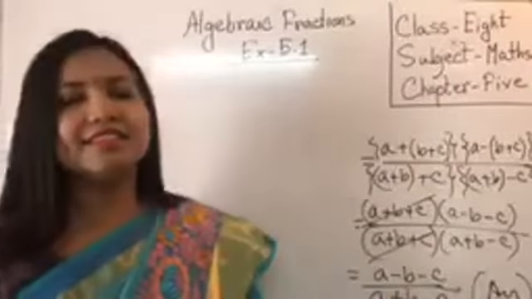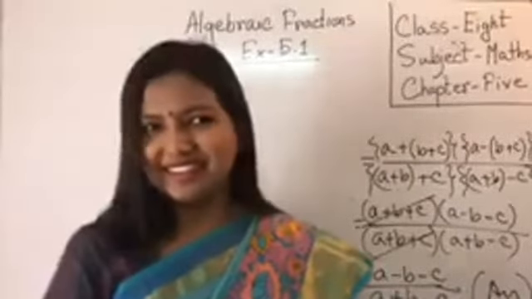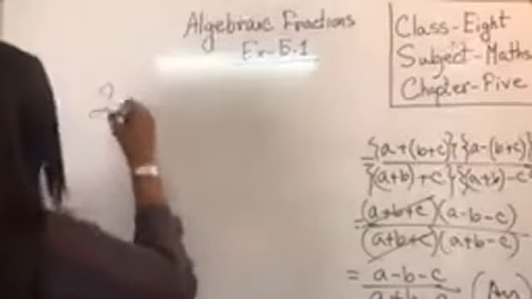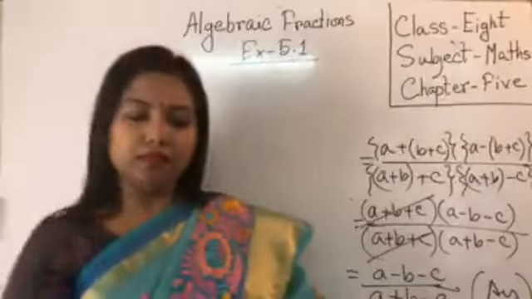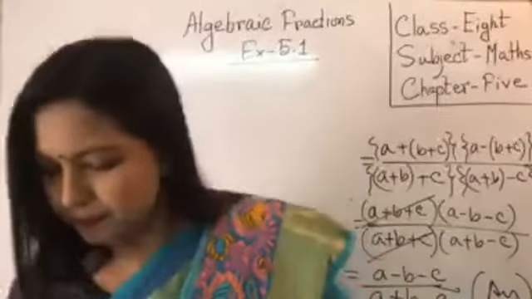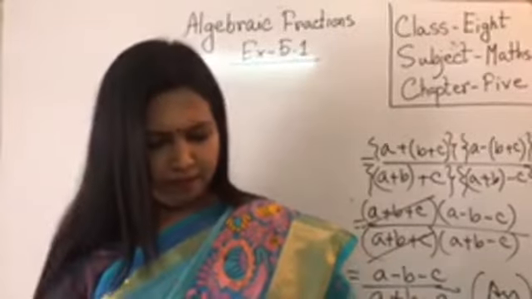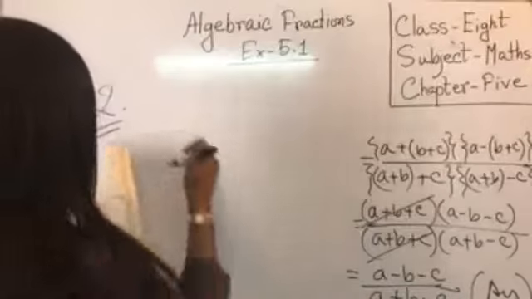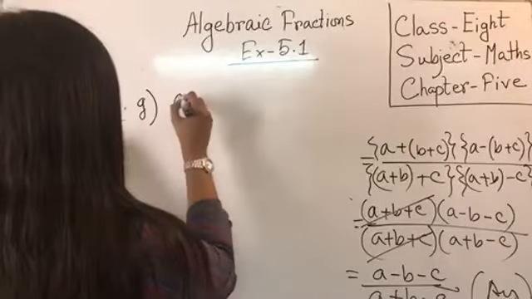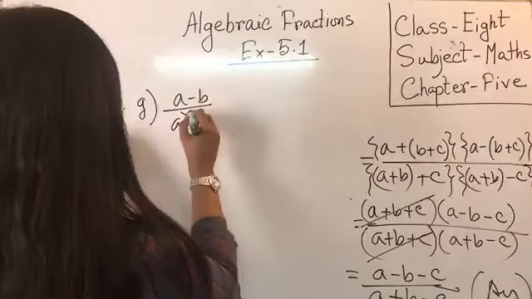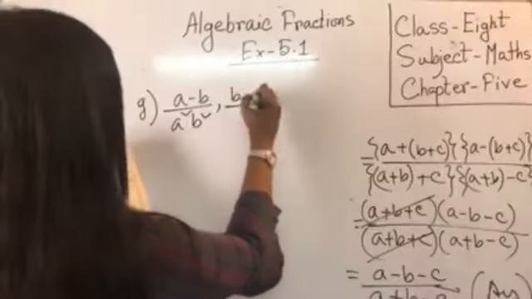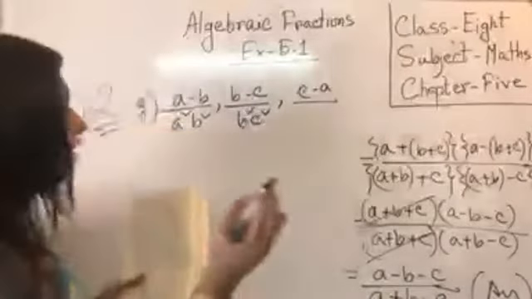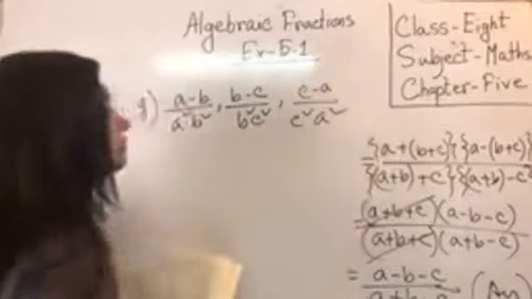So how can we do this? Let's do a math problem for your clear conception. So, number two, 2G. I'm writing down the question: (a minus b) over a square b square, (b minus c) over b square c square, (c minus a) over c square a square.